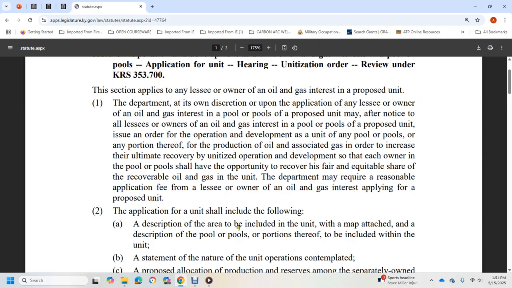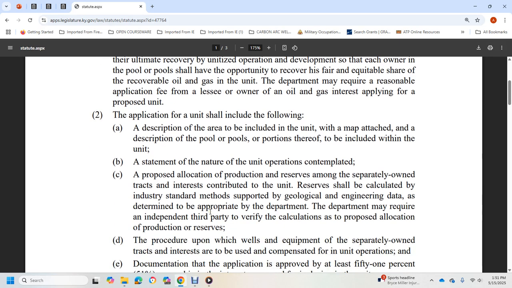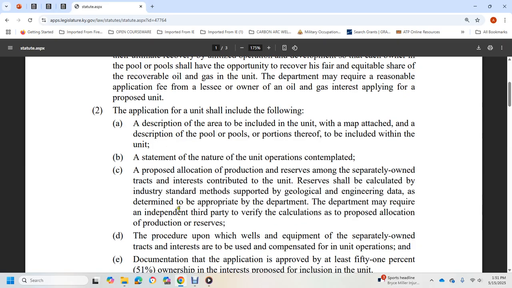Application of the unit shall include a description of the area, including a map attached with the description of the pool or portion, and include a statement of the nature of the unit operation contemplated, a proposed allocation of production and reserves among the separately owned tracts with the interest contributed to the unit, with the reserves calculated by industry standard methods for the geological and engineering data determined to be appropriate by the department. The department may require an independent third party to verify the calculation of the proposed allocation of production and reserves.